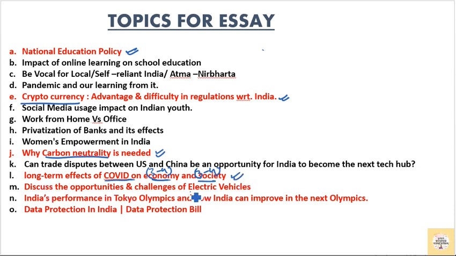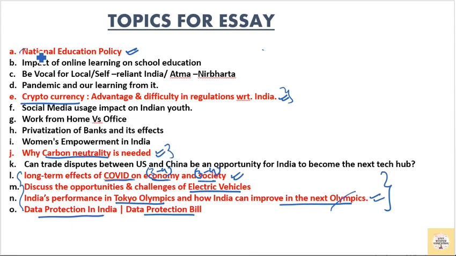Then electric vehicles, obviously a very hot topic. Then India's performance in Tokyo Olympics and how it can be improved in the next Olympics, or they might ask about the next sporting events. Whatever they ask, you'll be able to cover that. Then data protection bill, that is also a very hot topic. So these topics will require you to read a little bit. So how many? 1, 2, 3, 4, 5, 6, 7. These 7 topics will require you to read a little bit, but it will be very easy to cover.